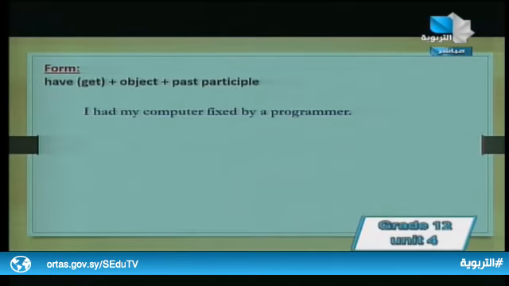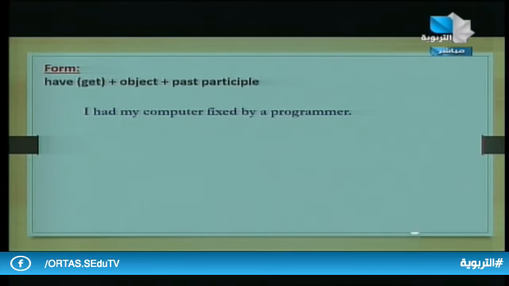Let's go back. Hussam, please. We have 2 minutes only. Let's talk about the form. The form of the causative verb is subject plus have or get plus object plus past participle. Example, I had my computer fixed by a programmer.